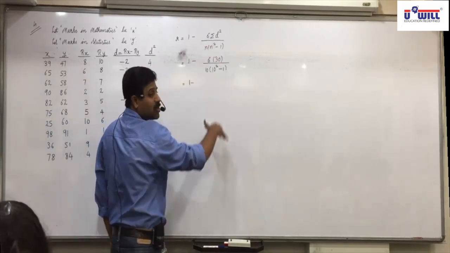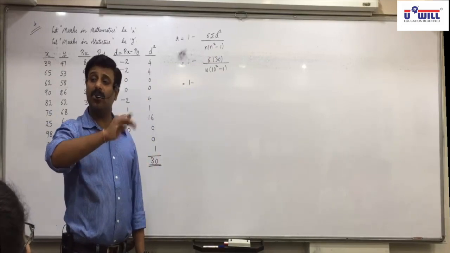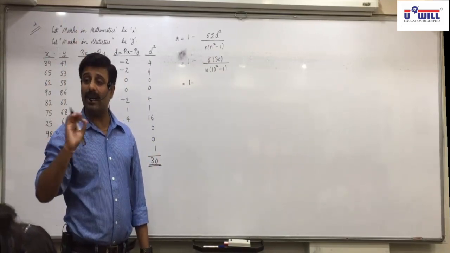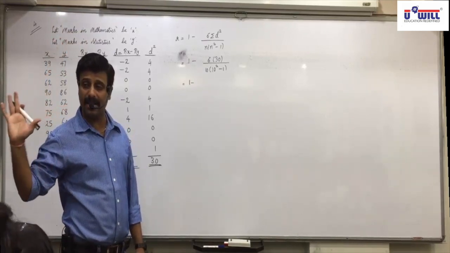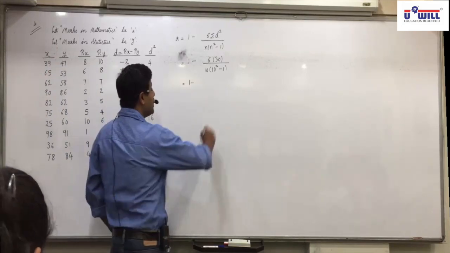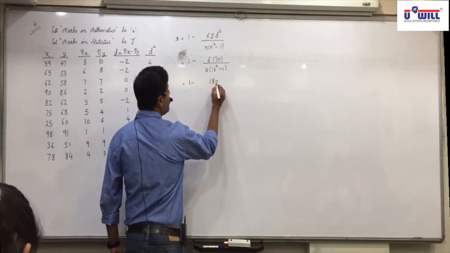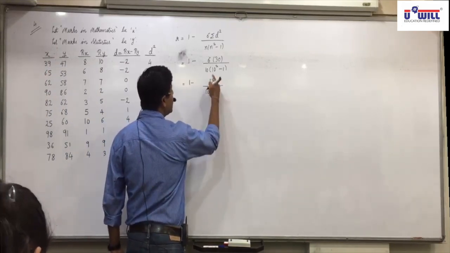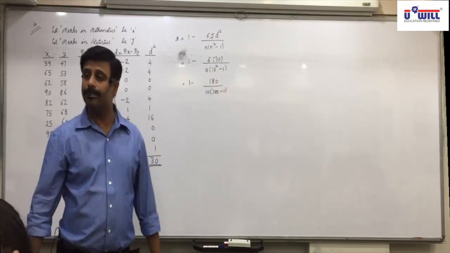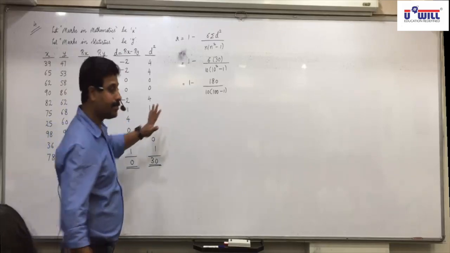Raise your hand who is still writing up till here. Complete right side you have to solve first. 1 minus will do in the last step only. Okay? What is 6 into 30? 180 upon 10 into what is 10 square? 100 minus 1. Any confusion in that?